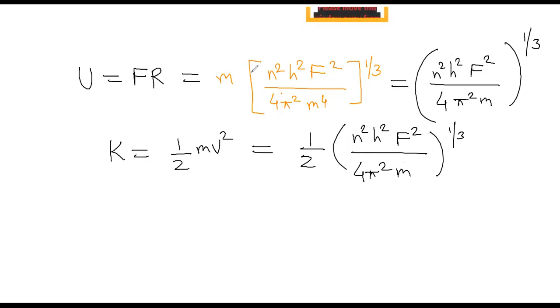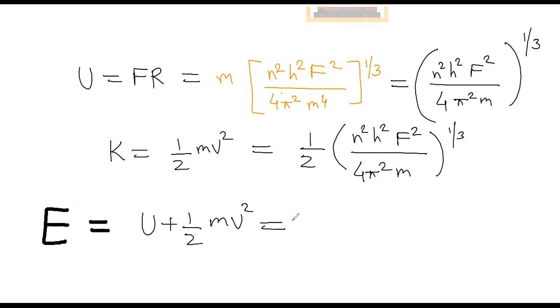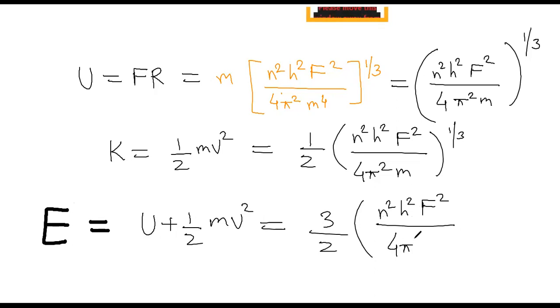So total energy E is equal to U plus half mv square, and that will be 3 by 2 (n square h square F square upon 4 pi square m) raised to 1 by 3. So this is matching with option C.